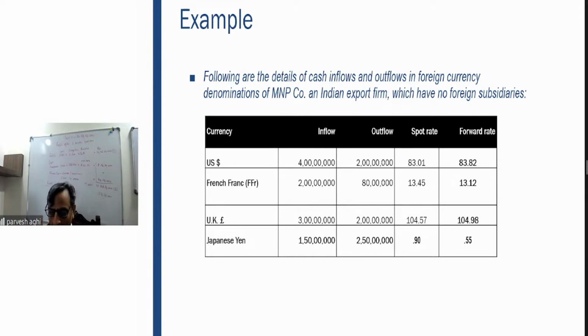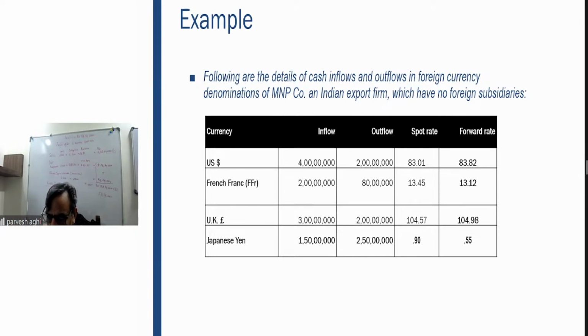Now, for French francs, the inflow was 2 crore French francs. This inflow is coming on account of exports to France, and the outflow is on account of imports from France, which is 80 lakhs. The spot rate was 13.45, and the forward rate is 13.1. Then the third one, UK. His total exports were 3 crore pounds, and his outflow was when he imported goods. So he has to make a payment of 2 crore pounds, and the spot rate was 104.57, and the forward rate is 104.98.